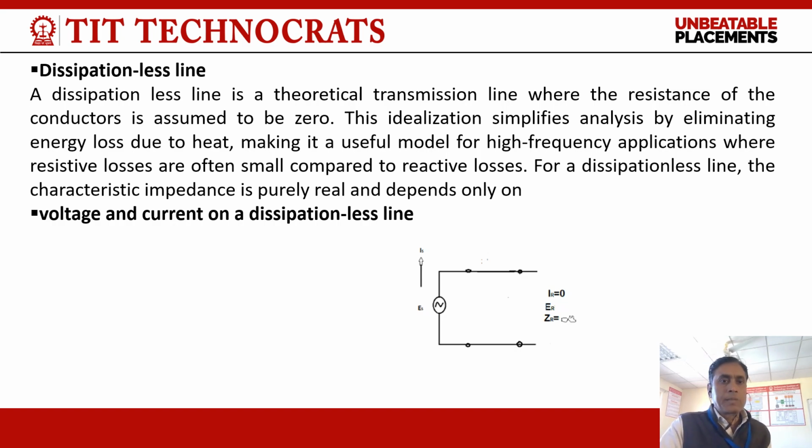Now, dissipationless line. A dissipationless line is a theoretical transmission line where the resistance of the conductor is assumed to be zero. This idealization simplifies analysis by eliminating energy loss to heat, making it a useful model for high frequency applications where resistive losses are small compared to reactive losses. For dissipationless line, the characteristic impedance is purely real and depends on voltage and current on this line.